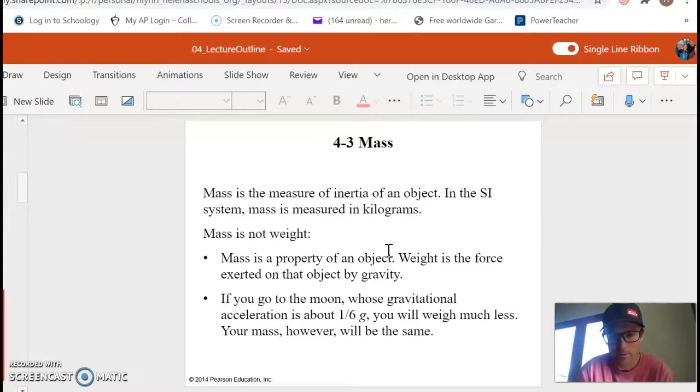If you go to the moon, the field is a sixth of that on planet Earth, and therefore your weight will be much less. However, the only way to decrease your mass is to diet and exercise or lose a limb. Let's hope that doesn't happen.